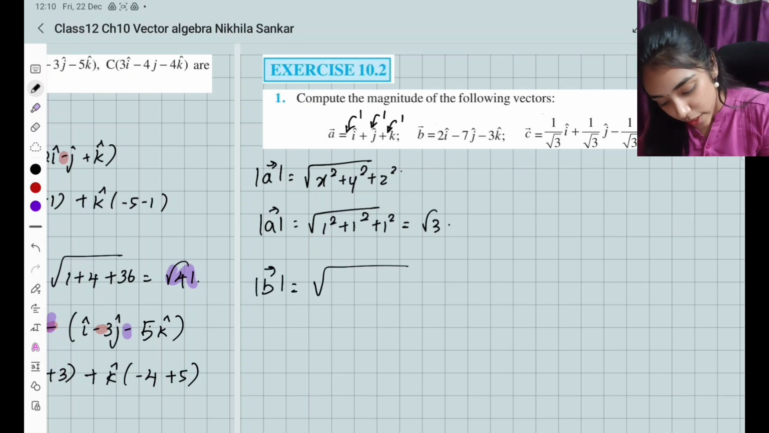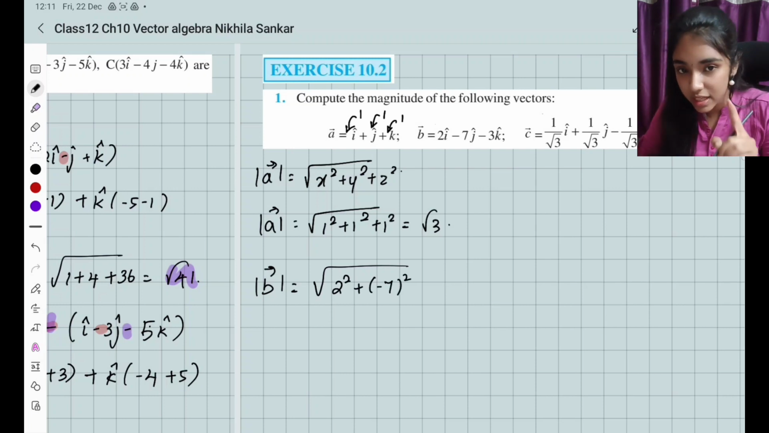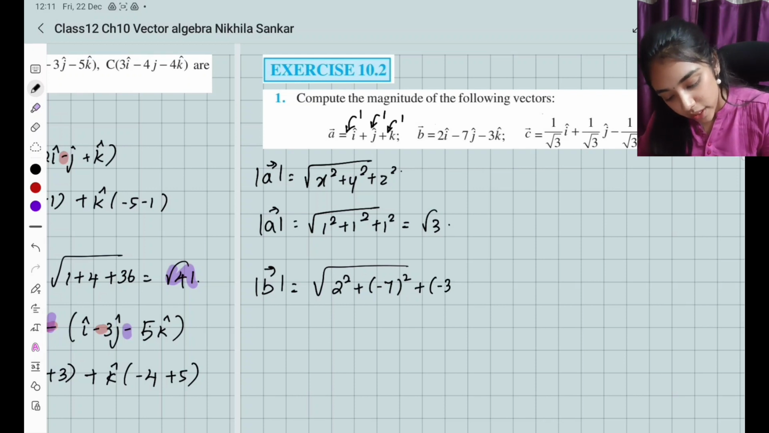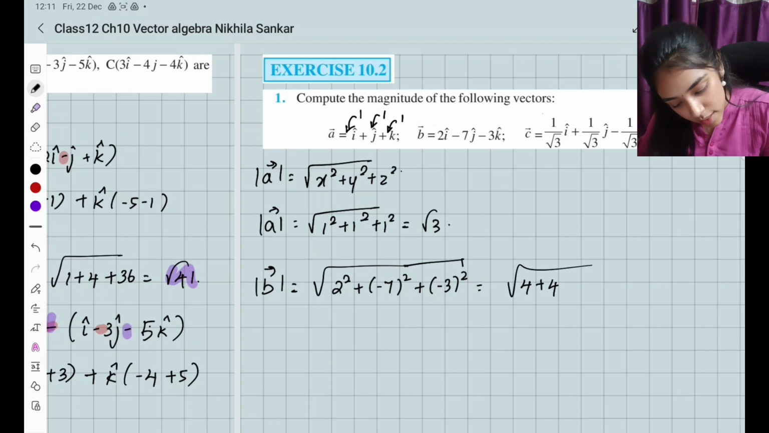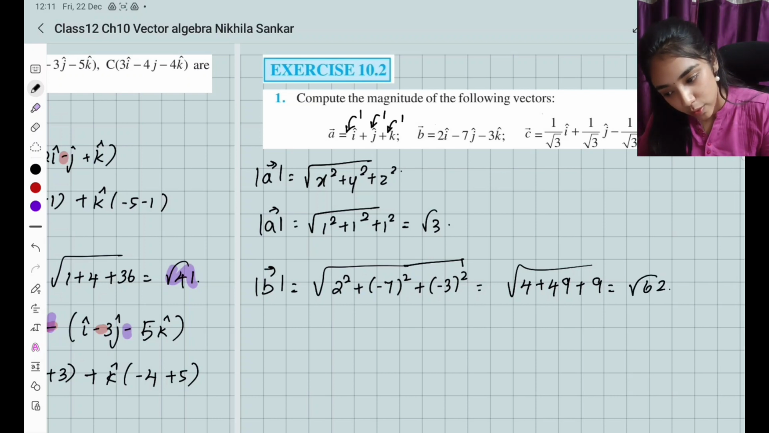It is going to be square root of 2 square plus minus 7 the whole square. Minus விட்டுறாதீங்க, square தானே பண்றோம், எதுக்கு மைனஸ்னு விட்டுறாதீங்க, வேற எங்கேயாவது யூஸ் ஆகும். அதனால always don't omit the minus sign. So minus 3 the whole square. So square root of 4 plus 49 plus 9. So 49 plus 9, 58. 58 plus 4 is going to be square root of 62.